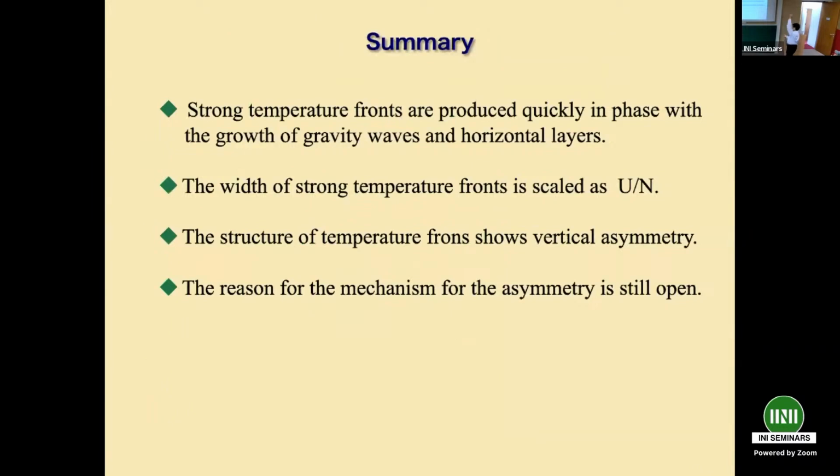So this is a summary. Strong temperature fronts are produced quickly in phase with the growth of gravity waves and horizontal layers. The width of strong temperature fronts is scaled as U over N, the buoyancy scale. The structure of temperature fronts shows vertical asymmetry. The mechanism for the asymmetry is still an open question. So thank you very much.